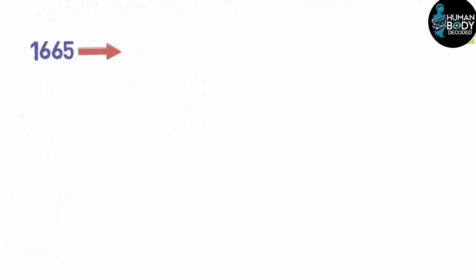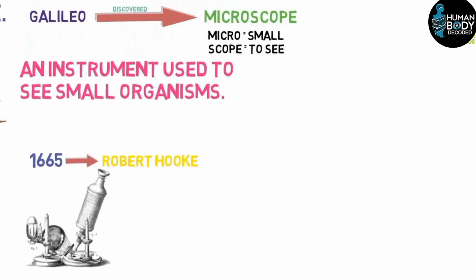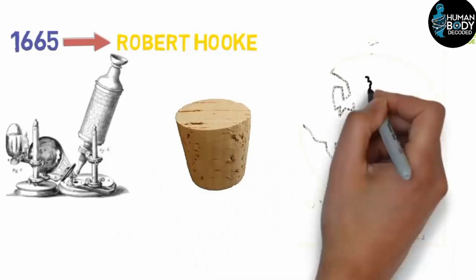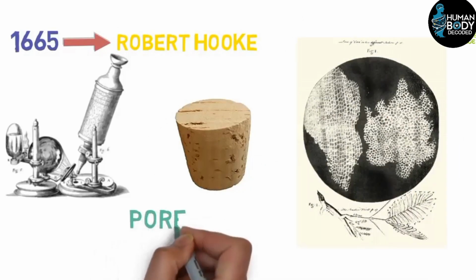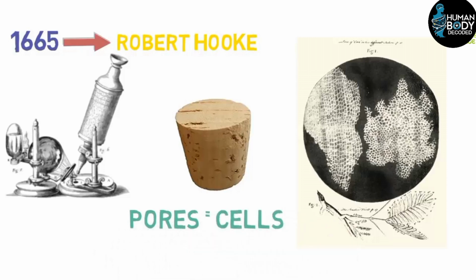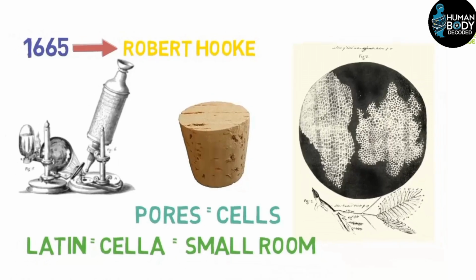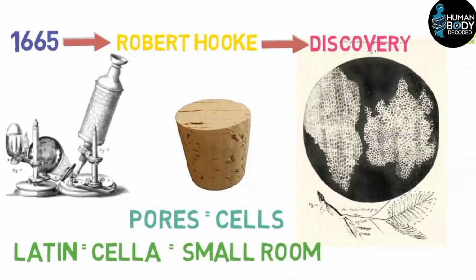In 1665, a scientist named Robert Hooke used this microscope to examine cork. Through the microscope, he observed small pores in the cork. He noticed many small compartments, which he named cells. Do you know that the term cell comes from the Latin word cella, which means small room? Thus, Robert Hooke is credited with the discovery of the cell.